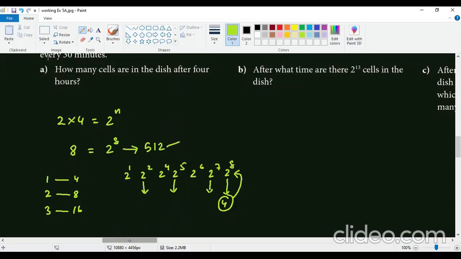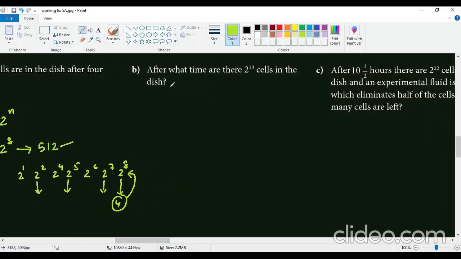Now moving on to the second one. It says after what time there are 2 power 13 cells in the dish. So we know very well 2 times number of 30 minutes equals 2 power 13. So we know very well the exponential rule. 2 power 13 is divided by 2 power 1. So this is going to give us 2 power 12. N, this is the number of 30 minutes. So if the number of 30 minutes is 12, that means 6 hours is going to be your answer.